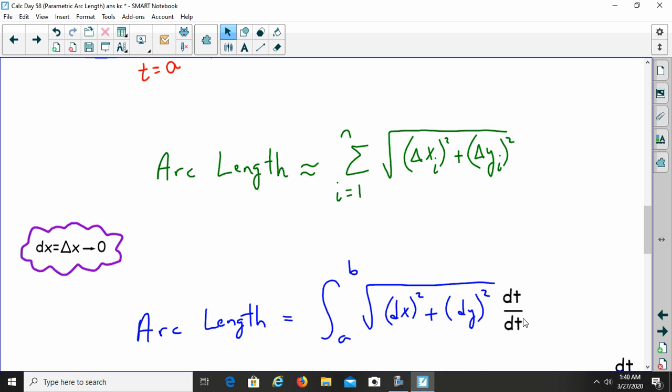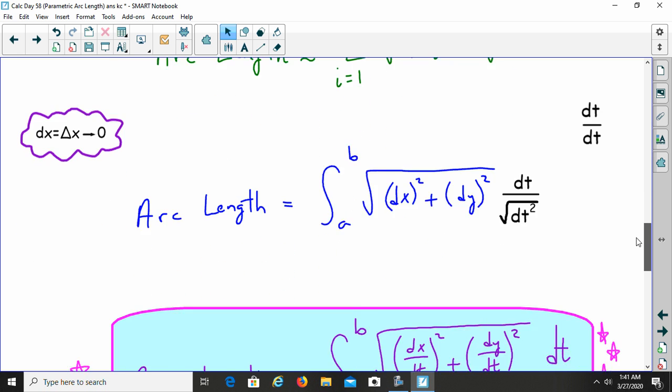But what I want to do is take the dt in the denominator and move it into the square root. So I'm going to replace the denominator dt with the square root of dt squared. So this moves out, this moves in. Now, because this is underneath the square root and this is underneath the square root, what I can do is take the dt squared and distribute it across that square root, across the radicand.